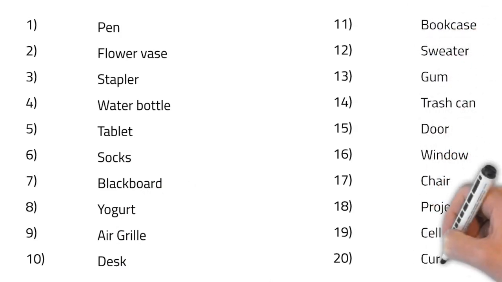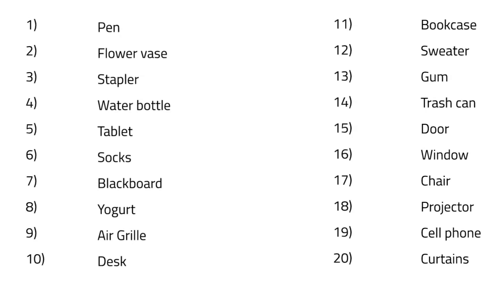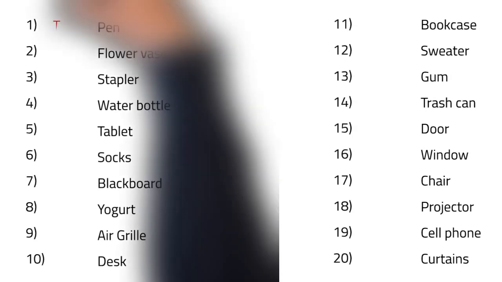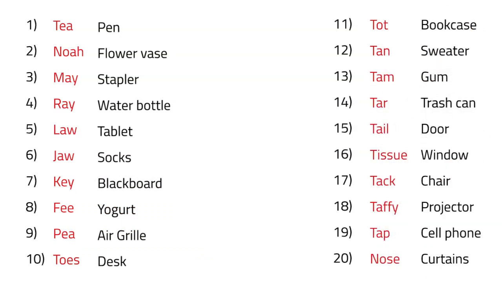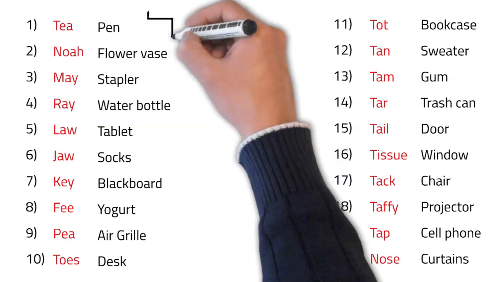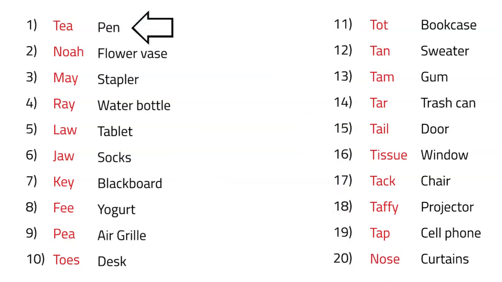Before we can make an association, we need a substitute for each of the 20 numbers. Here they are. I'll explain where these words come from later. For now, just make the associations. Number 1, picture a pen stirring a cup of tea. Of course, this ruins the pen.